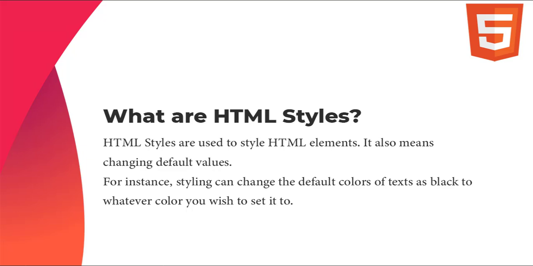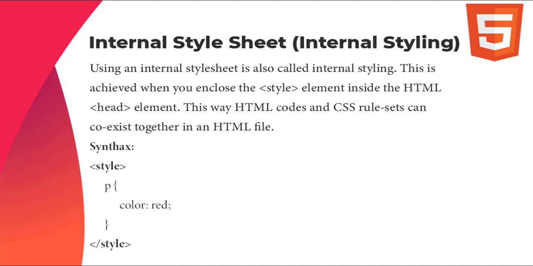And there are different types of styling in HTML. We have the internal style sheet, that's internal styling, right? And we also have the inline styling. I'm just going to quickly run through those two. There's also external, but like I said, some things are beyond the scope of this series, and we'll cover them in more advanced tutorials. So internal style sheet, also called internal styling, is done by enclosing the style in the head element. And this is what we'll do.